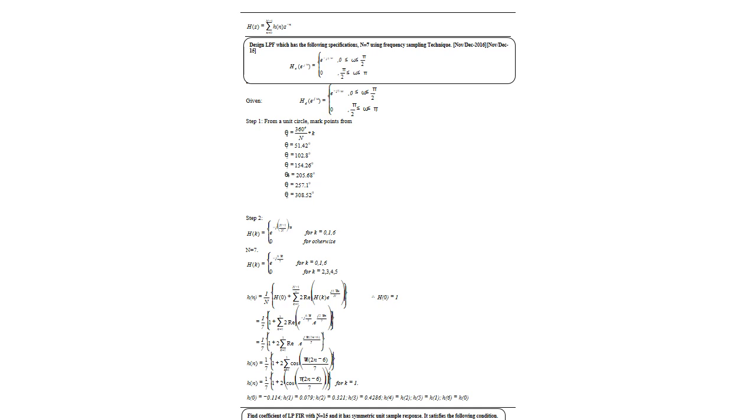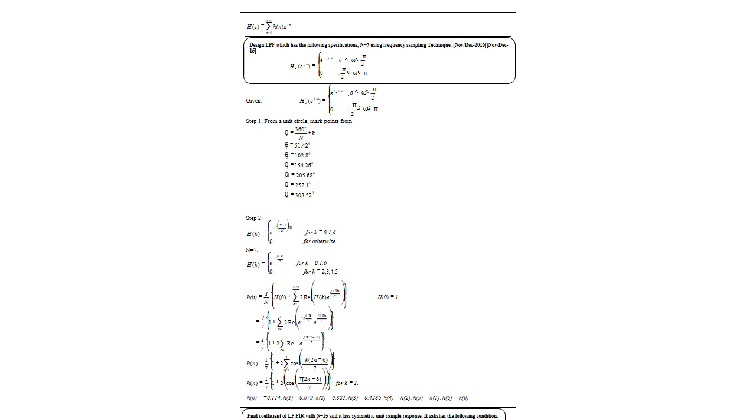7 divided by 7, we will get the theta 1 value. Likewise theta 2, theta 3, theta 4, theta 5 and theta 6, because in the question they have given n equal to 7. So from theta 1 to theta 6 we have to get the values. So next is step 2.